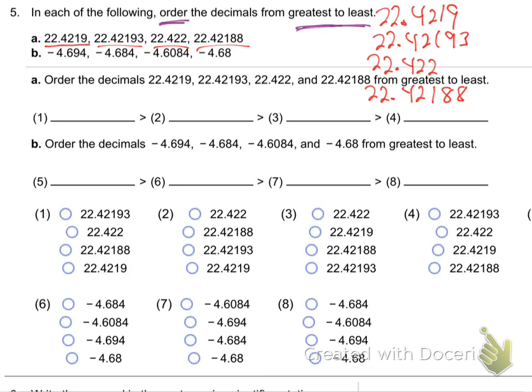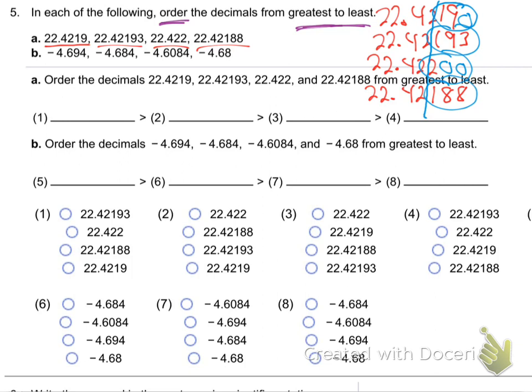Okay. So where are we at on these? Well, notice they're all the same to here. 22.42. They're all the same to there. So it's really just comparing what comes after that. 190, really, just fill in zeros there. Fill in zeros here. 200, 193, 188.